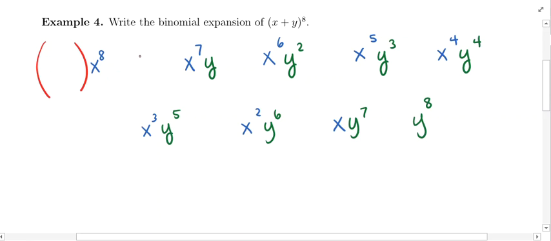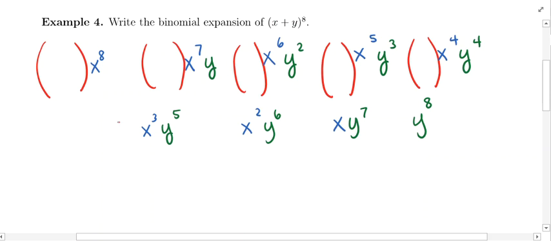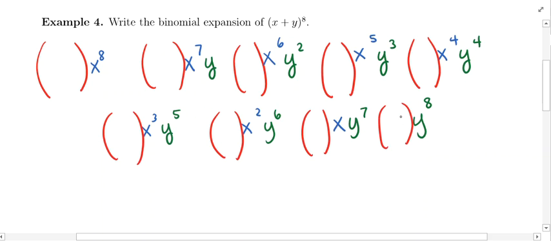So I'm going to go ahead and set those up. And then remember, another thing I need to do, since we're adding here, all these terms are going to be positive. So I need to come back and put plus signs. I'm adding all the terms here. So here are the binomial coefficients. The top number in each one is going to be the degree here, which is 8. So this is what it's going to look like.